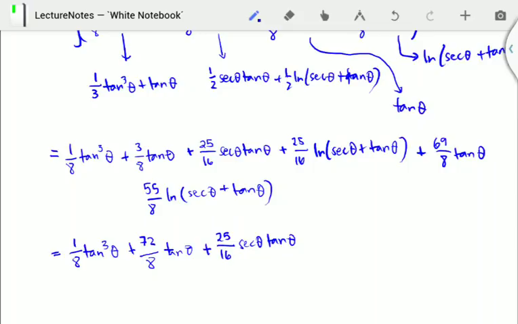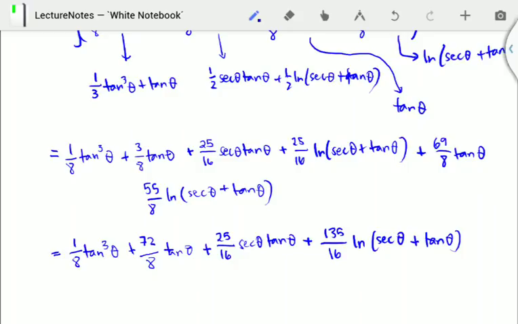That won't combine with anything. This guy and this guy will combine. This is over 16, so let's make it over 16 by multiplying the numerator and the denominator by 2. That gives you 110 over 16. 110 plus 25 is 135. So that's 135 over 16 ln of sec theta plus tan theta.